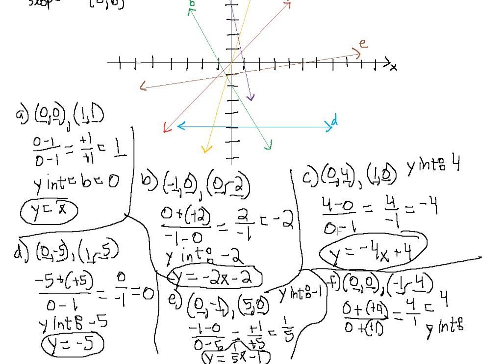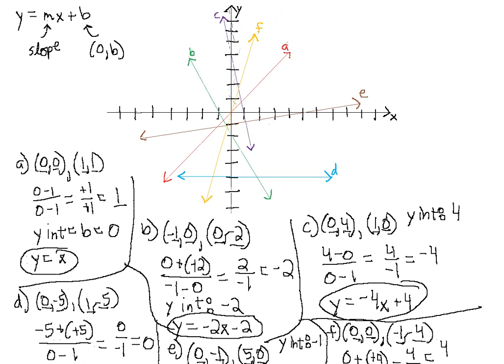All right, so our y-intercept, anytime we have a line going through the origin, our y-intercept is 0. So our equation in slope-intercept form is y equals our slope, which is 4, times x, and then our y-intercept is 0, so our equation is just y equals 4x.